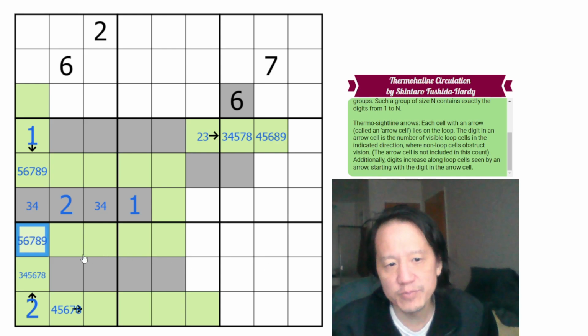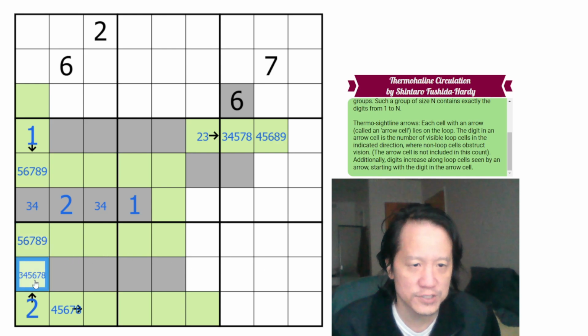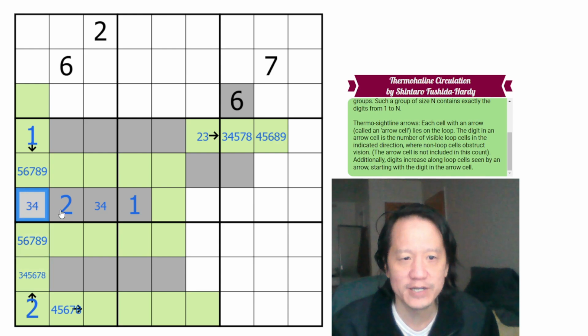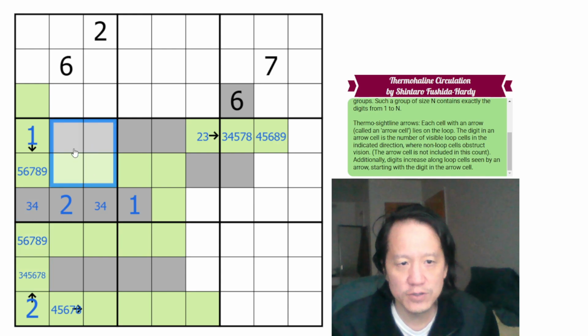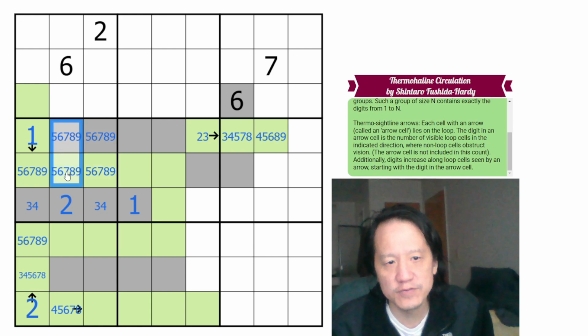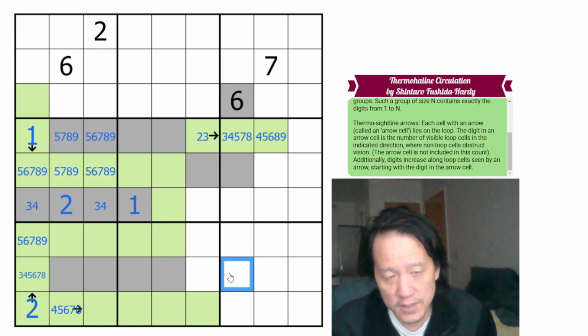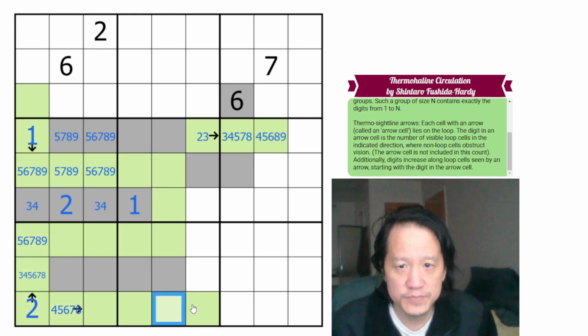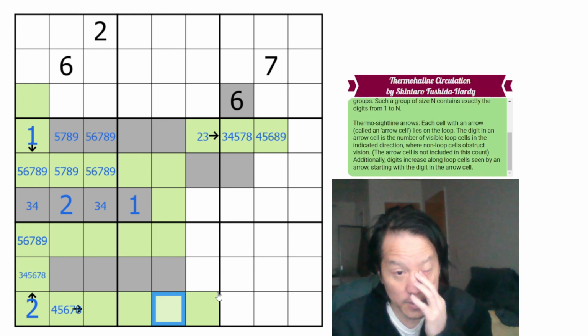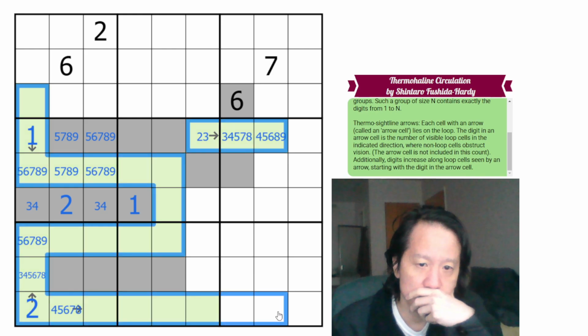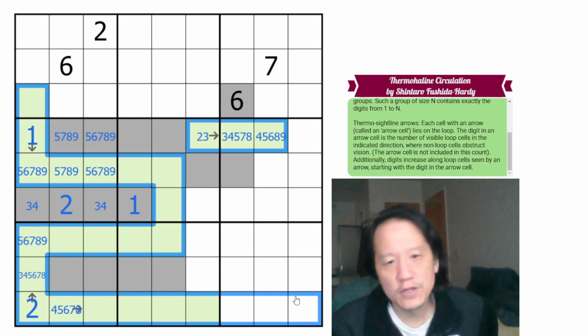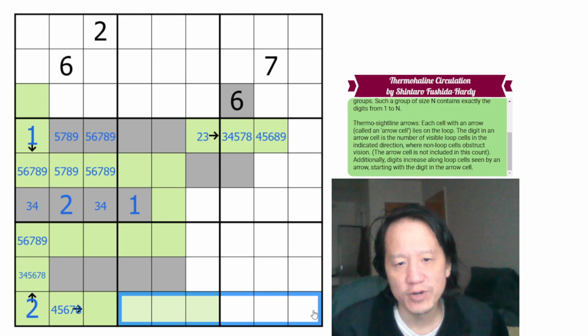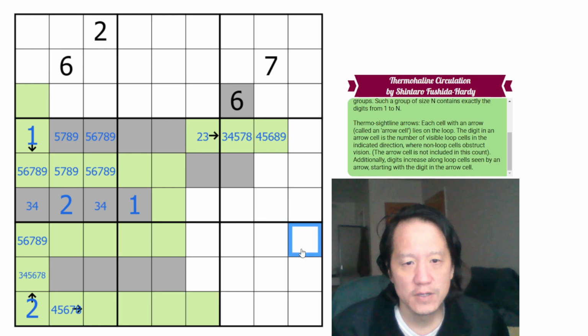This obviously can't be 4, because if it's 4, then that forces this to be 3, and that eliminates all possibilities for this cell. So these are all 5, 6, 7, 8, 9. Obviously no 6 here. So it connects this way, then connects this way. Now the question is, how does this break this way, right?